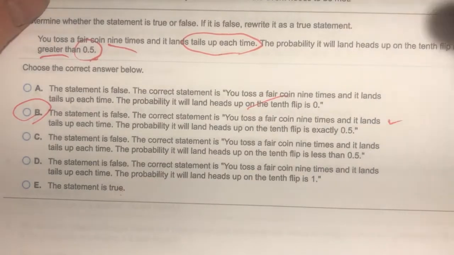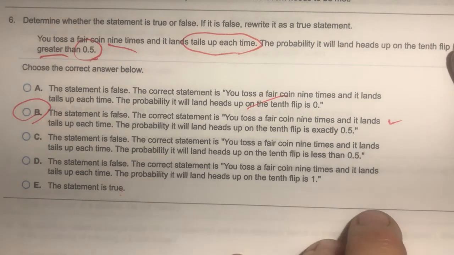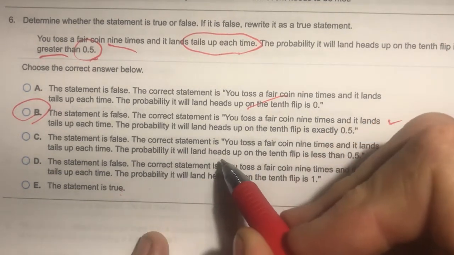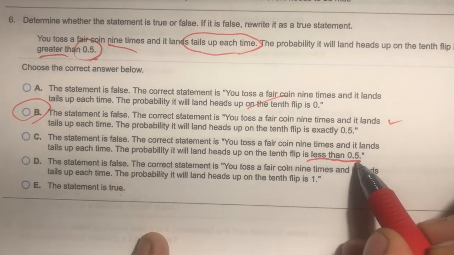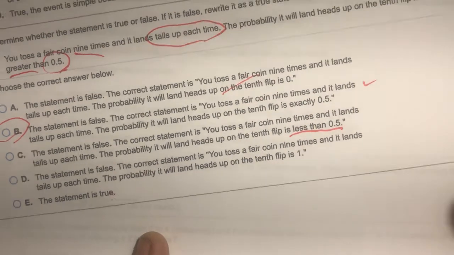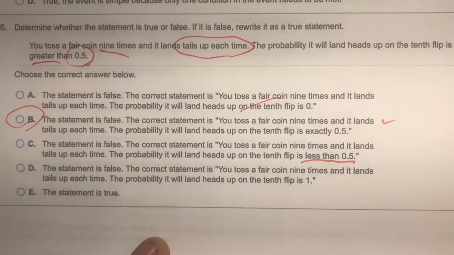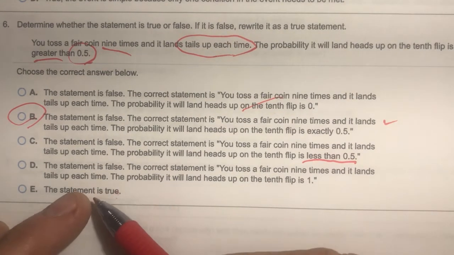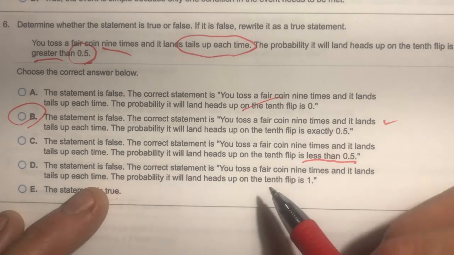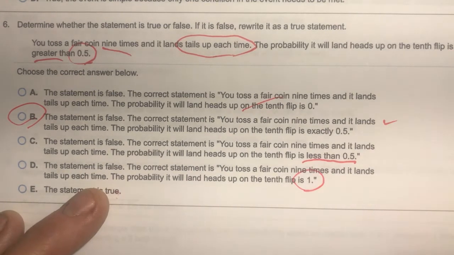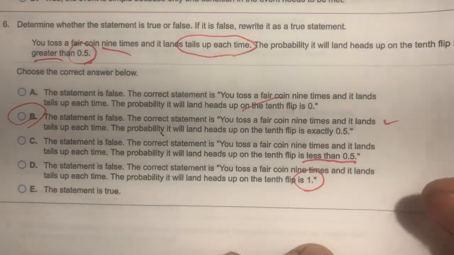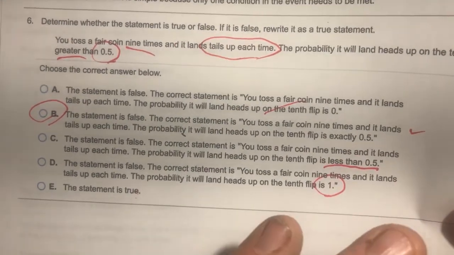B. This says here that it'd be less than. See the difference here? It'd be less than 0.5. No, it's going to be 0.5. And then B here. It tosses 9 times, it lands tails up each time. The probability it lands heads up on the 10th flip is 1. No, it's not going to be that. The answer is B. Because when I flip this, no matter how many times I flip it, it's going to be 0.5.